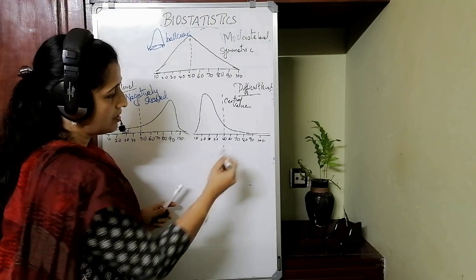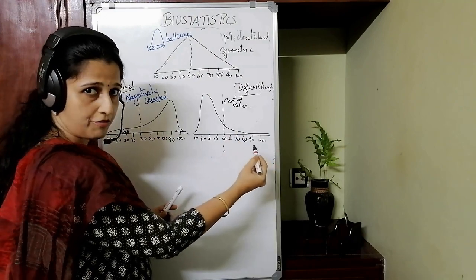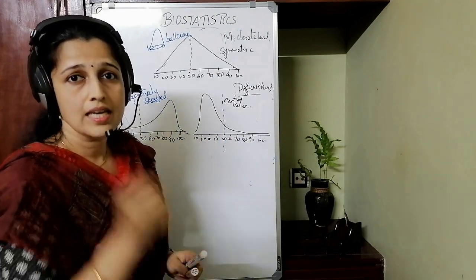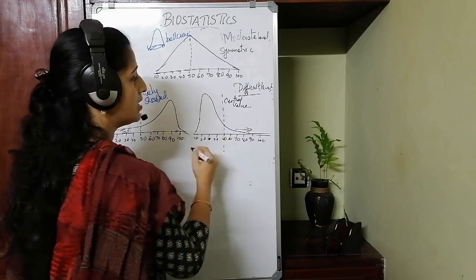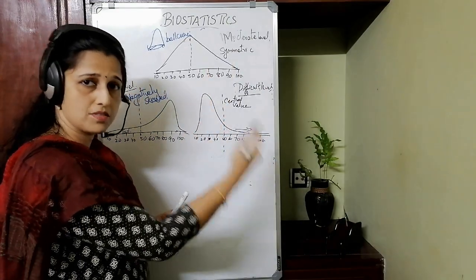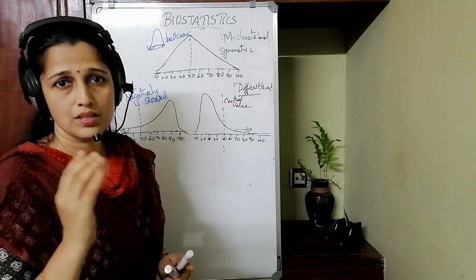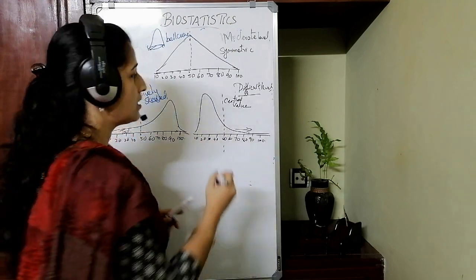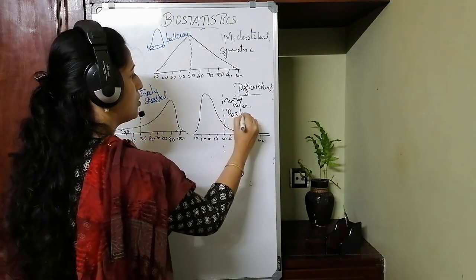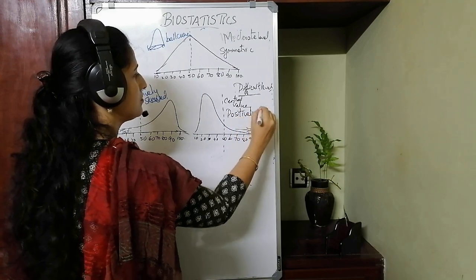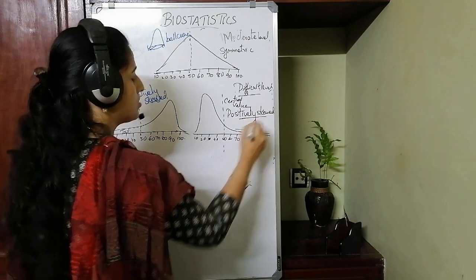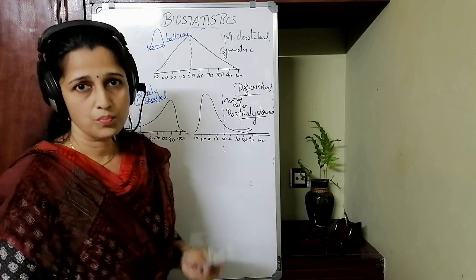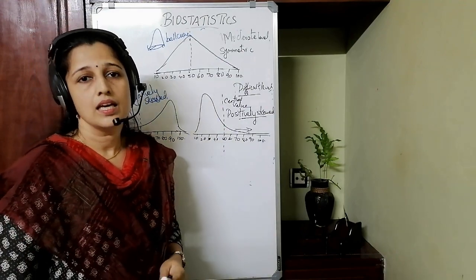And in this graph, the tail of the curve is towards the right side of the central value. The tail is towards the right side or towards the positive side of the central value. So this type of graph or this type of distribution is known as a positively skewed distribution. So skewness: negative skewness, positive skewness, is based on the position of the tail of the curve.